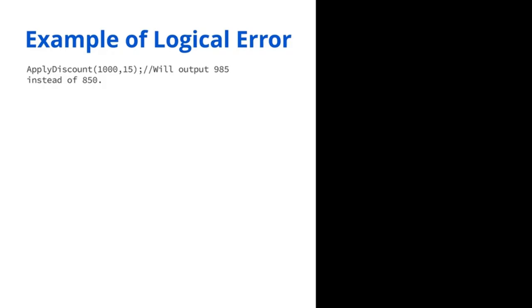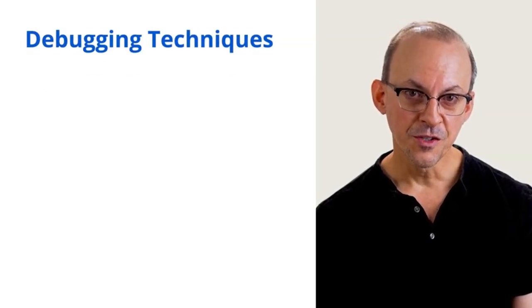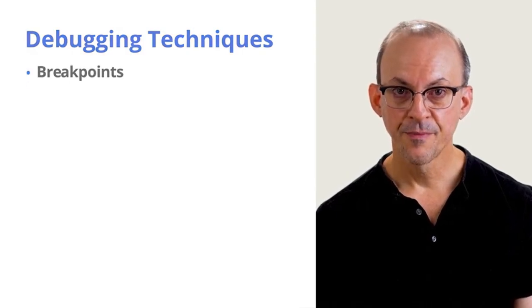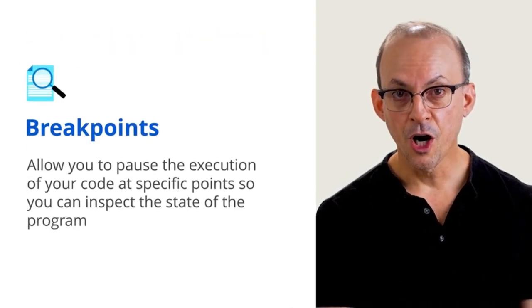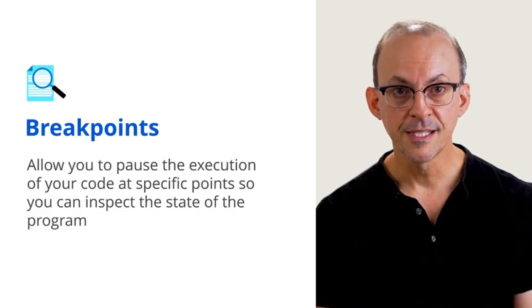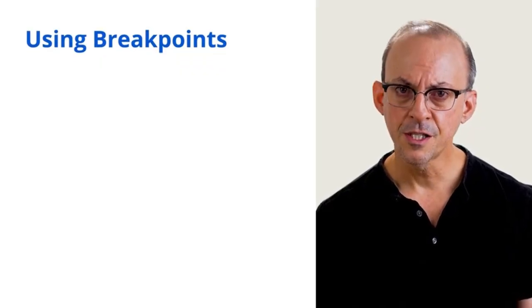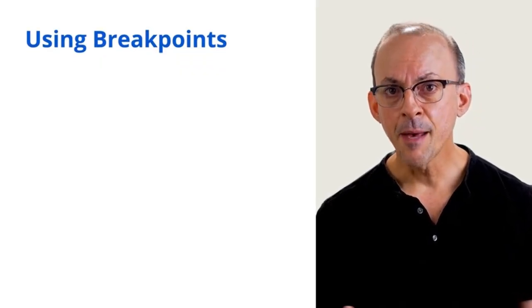Now that we've identified the different types of errors, let's explore how to diagnose and fix them with debugging techniques. The first tool in your debugging toolkit is breakpoints. Recall that breakpoints allow you to pause the execution of your code at specific points so you can inspect the state of the program. Setting breakpoints in your code can help you pause execution at critical points and examine variable values and program flow at different stages of your program.